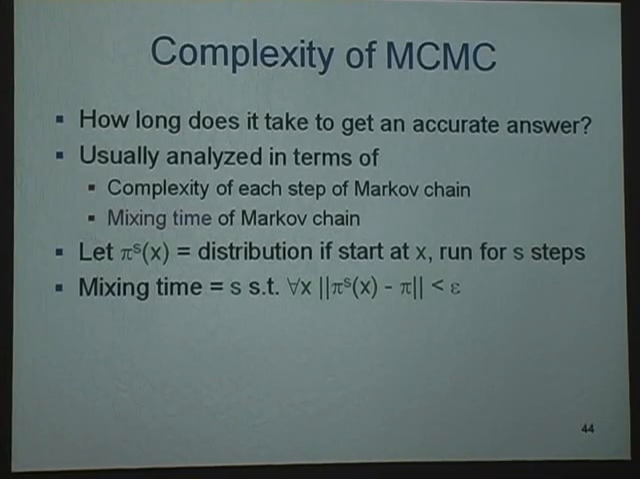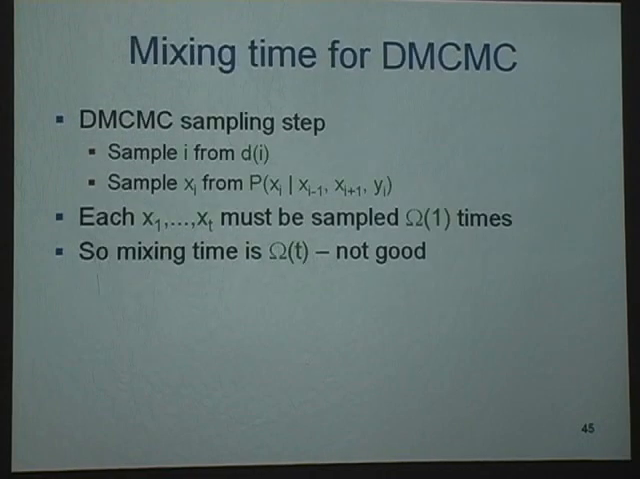Where the mixing time is defined as S, such that no matter where you start the Markov chain off, after S steps, it's spread out all over the state space to within epsilon of the stationary distribution. Okay, so if we apply that to decayed MCMC, the problem we run into is that intuitively, to mix, that is to have an accurate estimate of the distribution of the state trajectory, you have to flip each hidden state at least once. And so already that's linear in the length of the observation sequence, so that's not good.